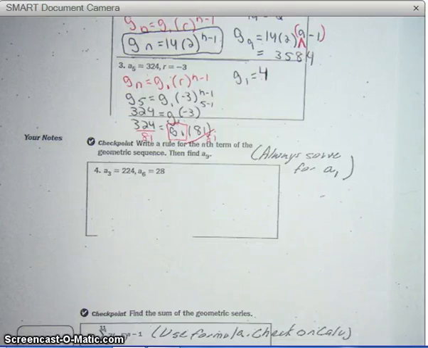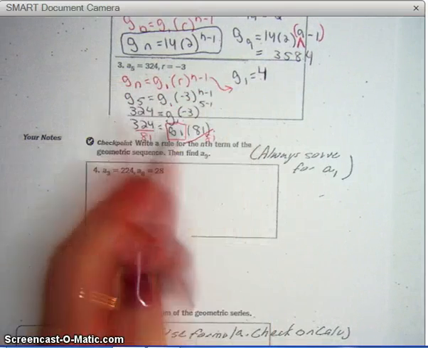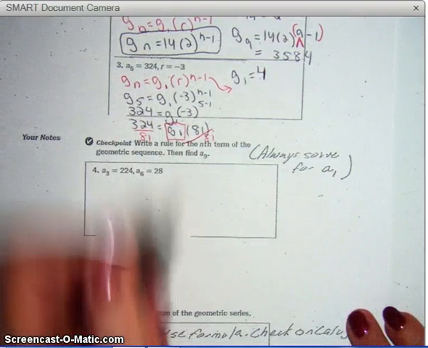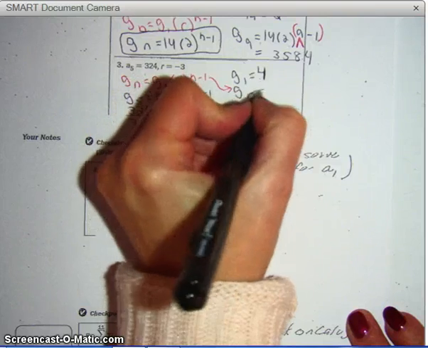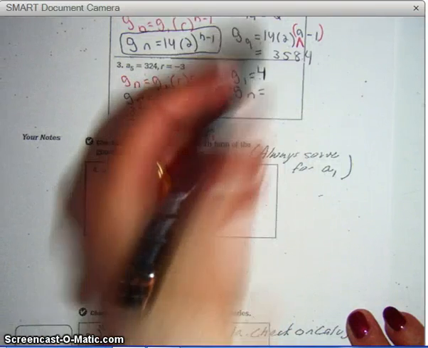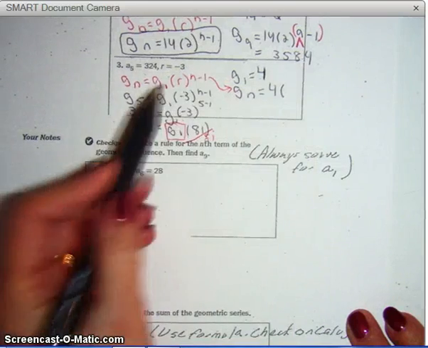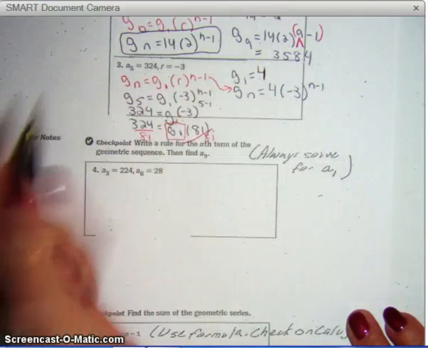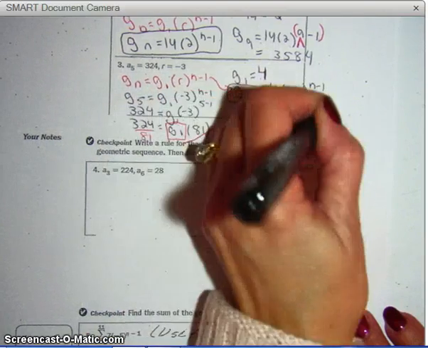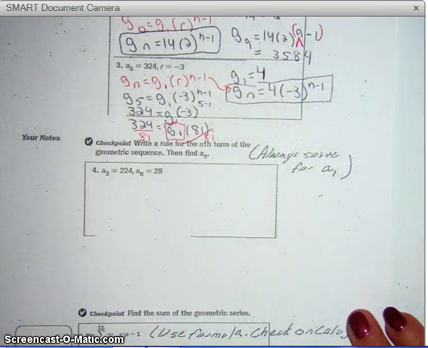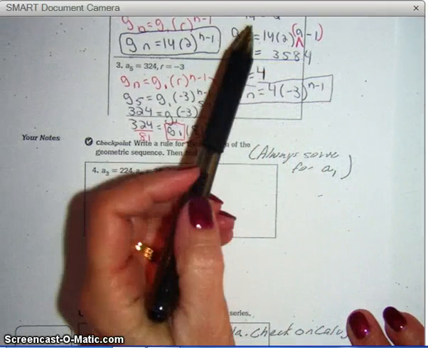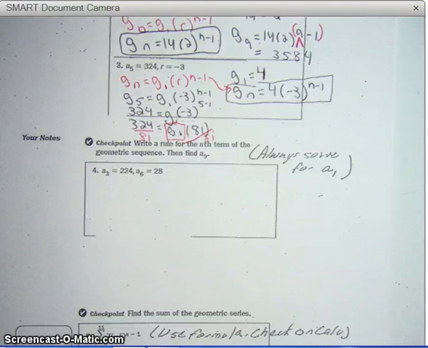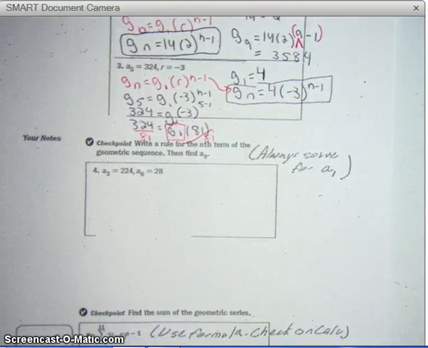All right. Then we're going to go back to our original model, and we're going to write the new model with G sub 1 in it. So G sub n equals G sub 1, which we found out was 4, times r, which we knew was negative 3, to the n minus 1. So that would be the first thing I would need on the quiz tomorrow, guys. Is that solved? Okay. And then the second thing you would do is, again, they want the 9th term, but I think you guys know how to find the 9th term, so we're not going to worry about finding the 9th term.